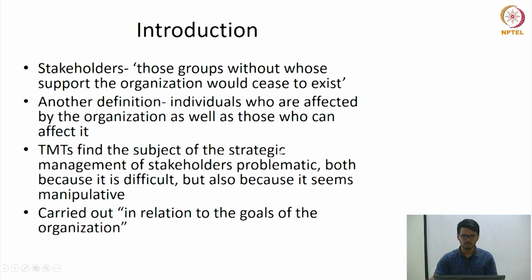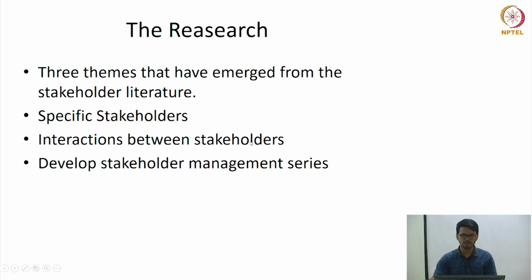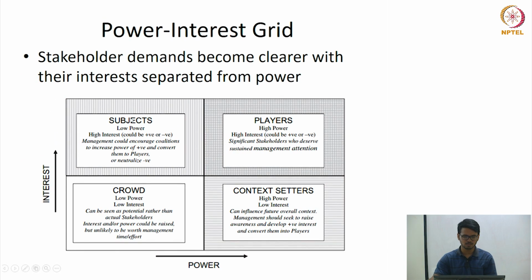They give three steps to the top management team to effectively manage the stakeholders. First, identify the specific stakeholders, because each and every project has a different set of important stakeholders, so we need to identify them properly. Next, identify the interactions between the stakeholders, and then develop a strategic management plan for each of the stakeholders.